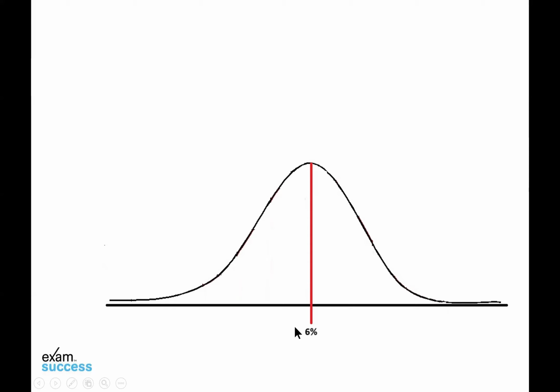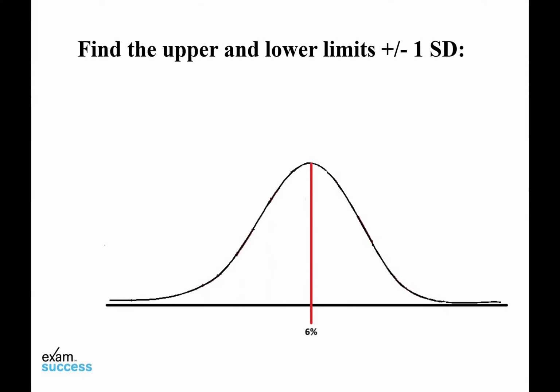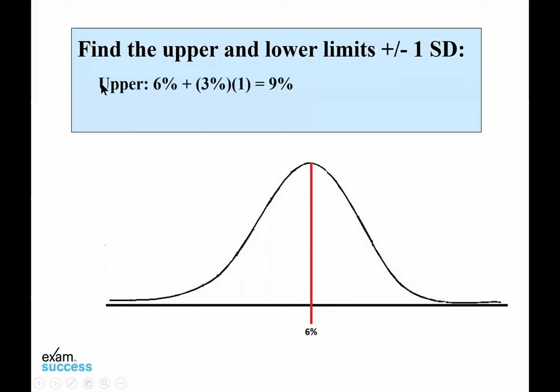So now let's use this to find the upper and lower limits if we go plus one or minus one standard deviation away from this expected value. Well, the upper limit is going to be the expected value plus the standard deviation times the number of standard deviations away from the mean. 3 times 1 is 3. Make sure we do the order of operations correctly. 6 plus 3 is 9. So the upper limit is 9.